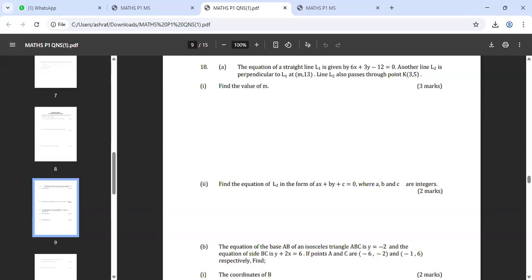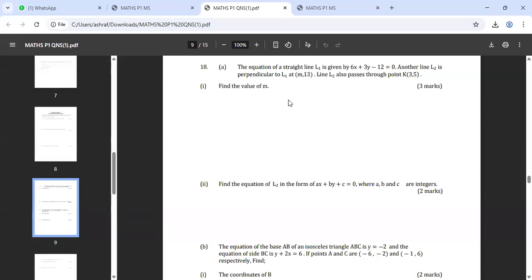Please pardon that formula that you have used. The one for M? Yeah. Okay, I've understood the question. We found M as positive a half. That is the gradient of the second line, positive a half.